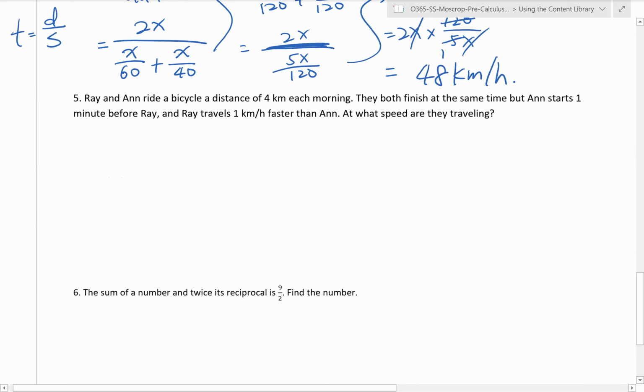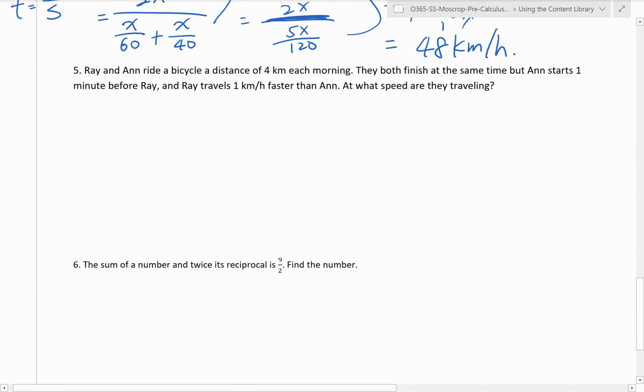Okay, number 5. So this one it definitely is a solving question, so I'll let you try it, okay? All right, let's see if you got it right, okay?